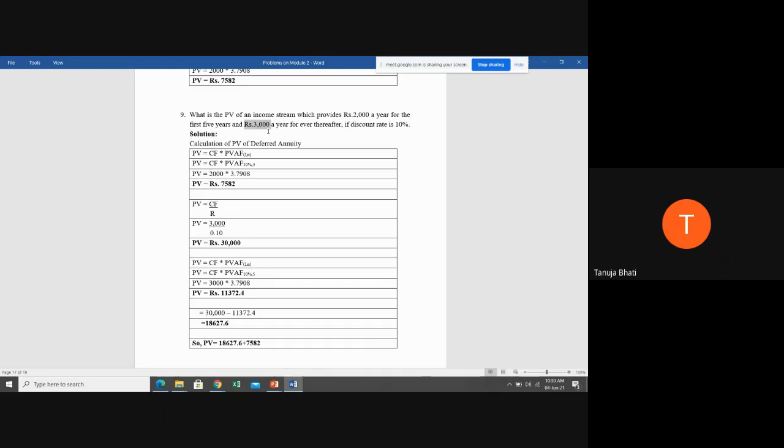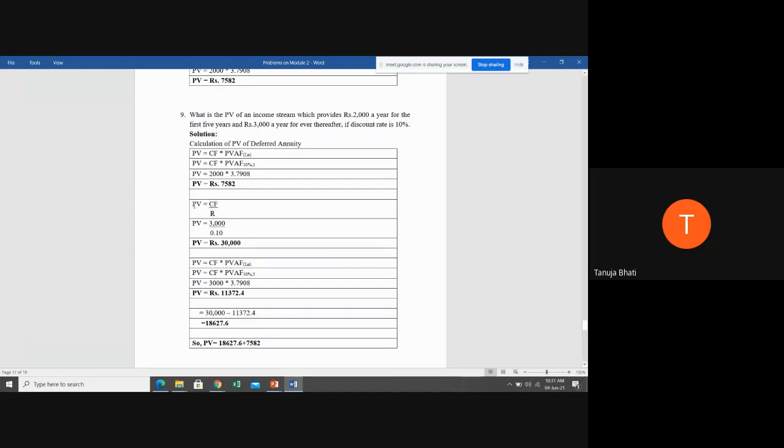Okay. Now, this formula that we have used, CF divided by R, and we got 30,000. Is this formula actually used from the first year itself, or have we considered it after 5 years? After 5 years. How have we considered this after 5 years? Students, answer me: where is it given in this formula that we have considered this after 5 years?